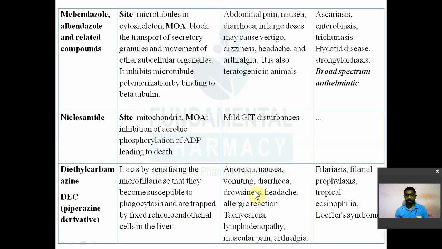Then adverse effects like anorexia, nausea, vomiting, diarrhea, then headache, allergic reaction, tachycardia, lymphadenopathy, meaning your lymph nodes will increase in size, muscular pain, arthralgia. So it is also used in filariasis, filarial prophylaxis, prevention of filariasis, tropical eosinophilia and Loeffler's syndrome. Remember this, the drug used in Loeffler's syndrome.